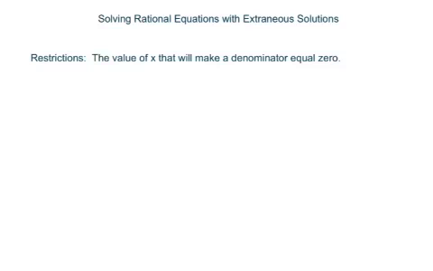So the first reminder is restrictions. Remember that when we started dealing with rational equations, we identified restrictions, and the restrictions were any x value that would make the denominator equal 0. Okay, if there is only an x or a number times x in the denominator, like either one of those, then our restriction is just x cannot equal 0.